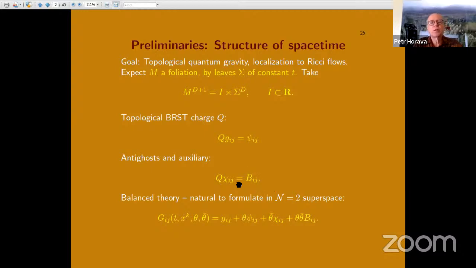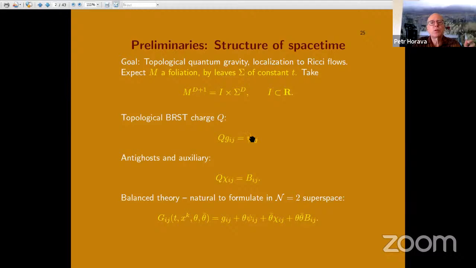The reason why I introduced the anti-ghost and the auxiliary, again, as symmetric two tensors has to do with the fact that the anti-ghost and the auxiliary have to have the same tensor structure as the equations that we plan to localize the path integral to. And in this particular case, unlike in Yang-Mills, the equations that you localize to are instanton equations. So they're a self-dual two tensor when the original field was a vector.